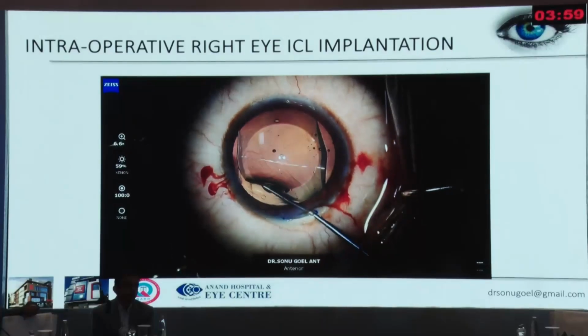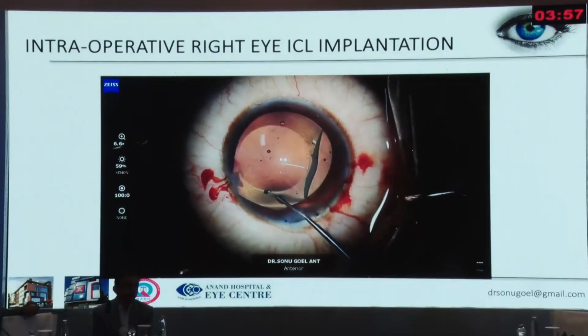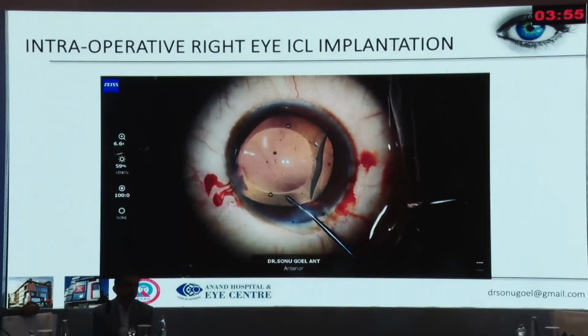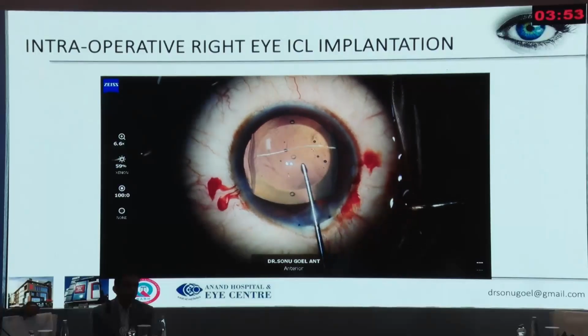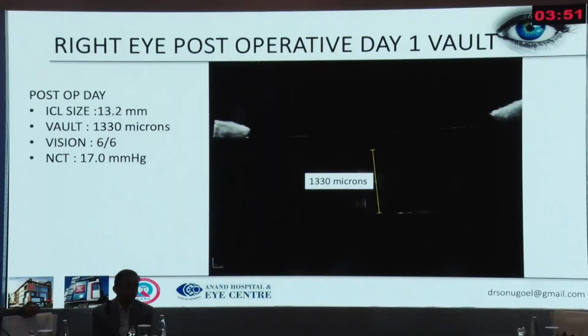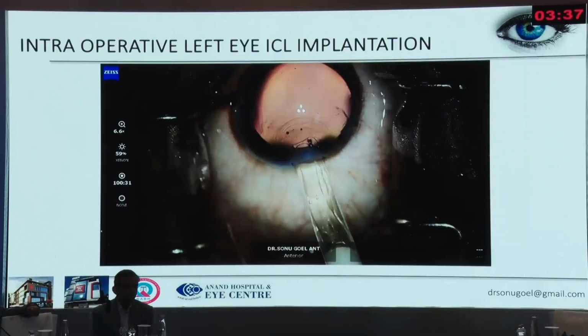So once this lens was in place, we took this patient on day 1, as we routinely do in all our patients, for the vault measurement. And to our surprise, the vault came out to be 1330. So that was quite a surprise. But luckily, the angles were open and the pressure was normal. Now, this was a toric lens.